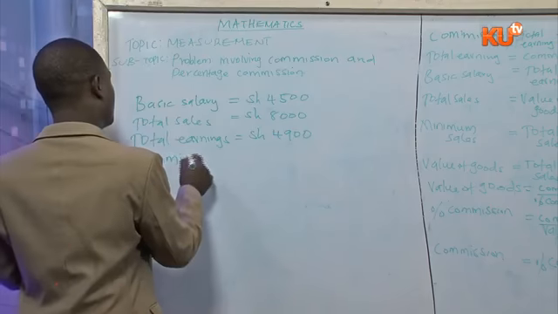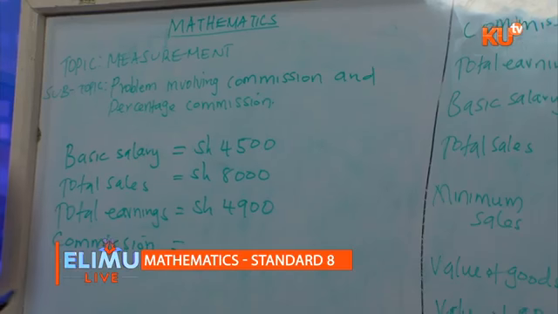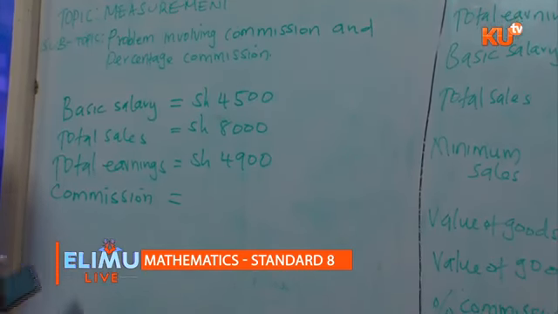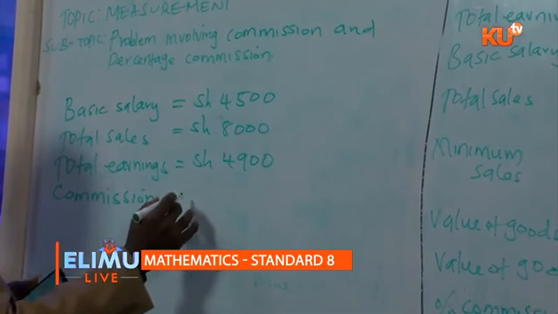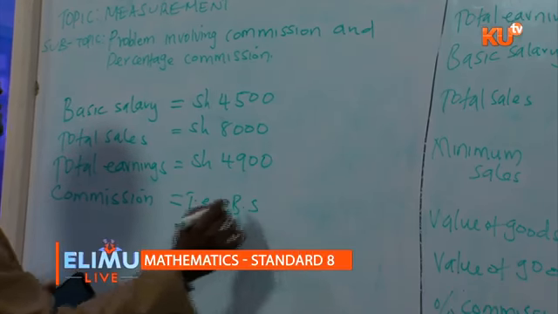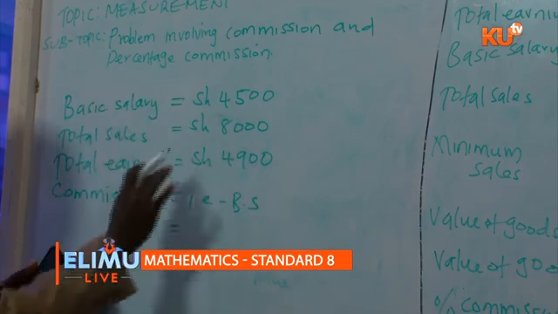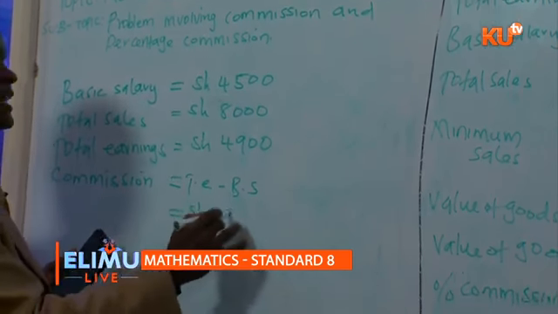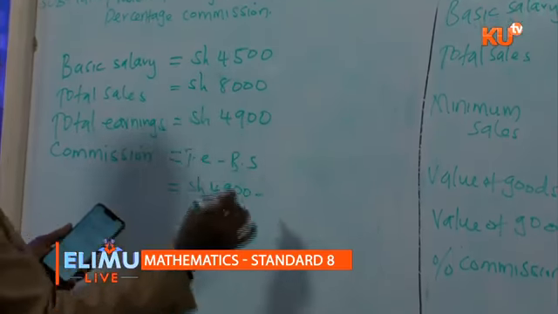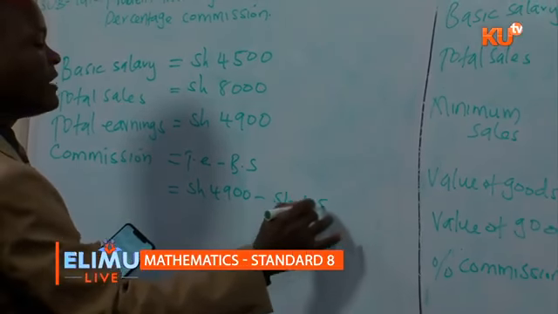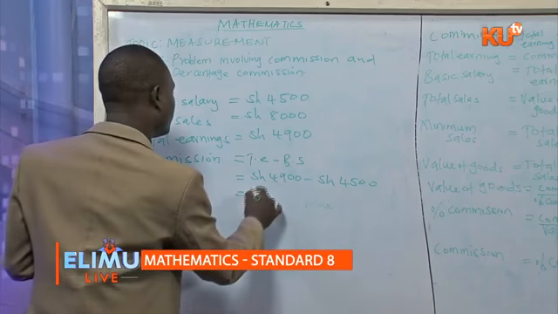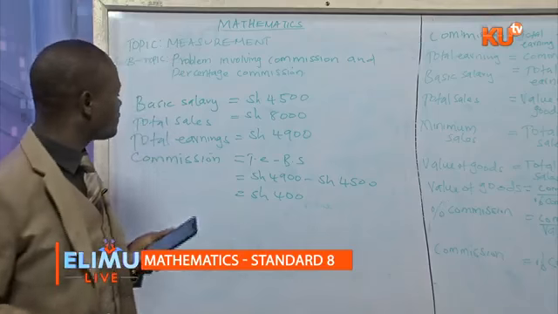Then for us now to get the percentage commission, we are supposed to find the commission first. So how do we find the commission? Because we have total earnings and a basic salary, it's very easy to find the commission. Commission is equal to total earnings minus basic salary. The total earnings we are told was 4,900. Then we subtract the basic salary, which is 4,500 shillings. That will give us a commission of 400 shillings.